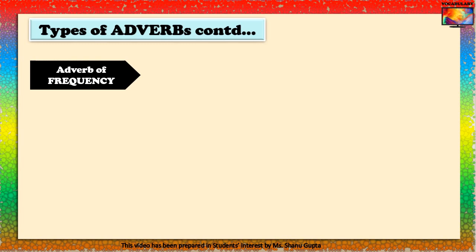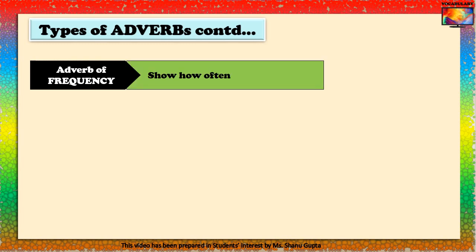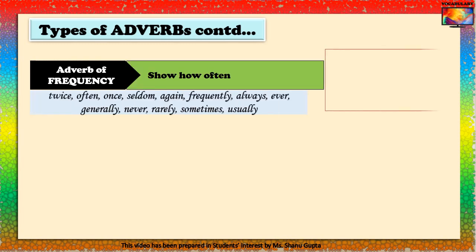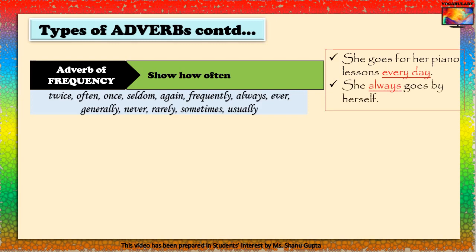Adverbs of frequency. They show how often an action is performed. She goes for her piano lessons every day. How often? Every day. And she always goes by herself. How often? Always. The words every day and always are adverbs of frequency.